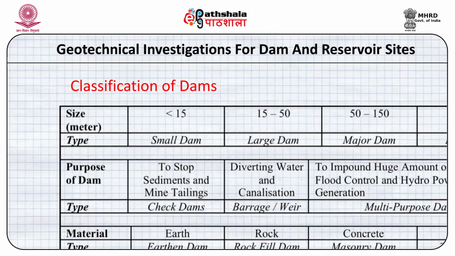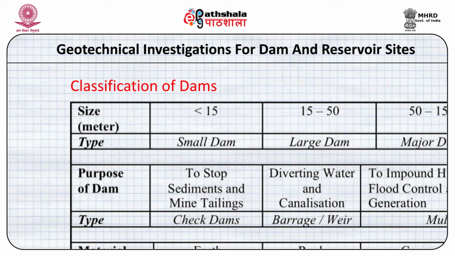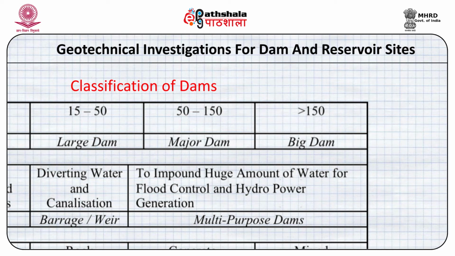As far as purpose of constructing dam is concerned, we can have dams which can be called as check dams if it is made to check sediment movement. We can call barrage or weir if we are making dams just for diverting water into the canals. We can also have multi-purpose dams in which we are using it for many different purposes, starting from raising the water level to flood moderation to generation of hydroelectricity.